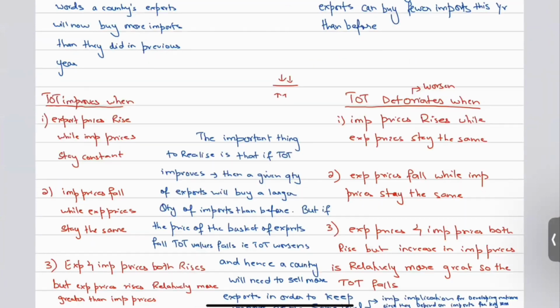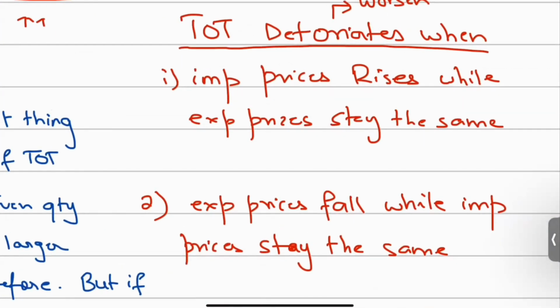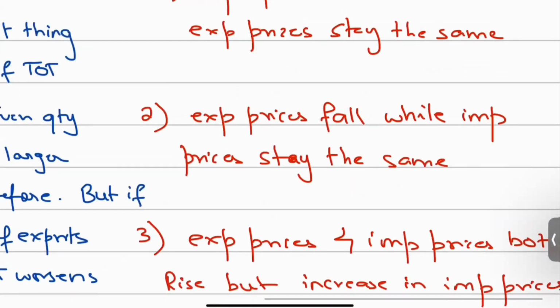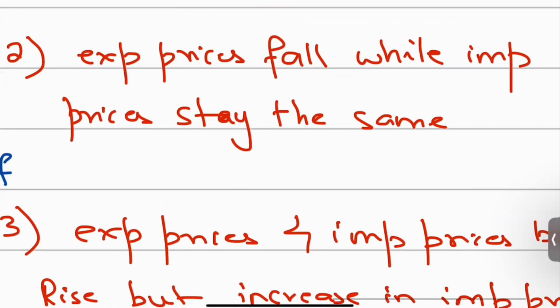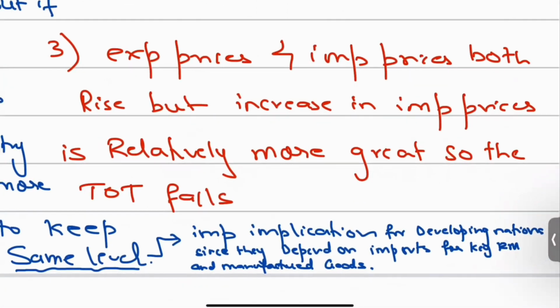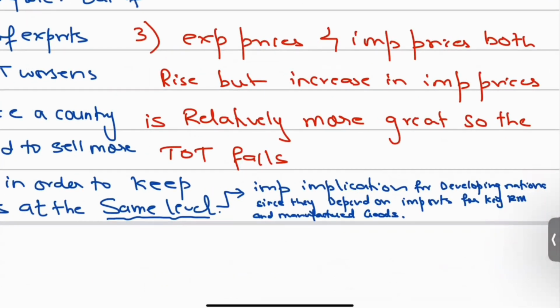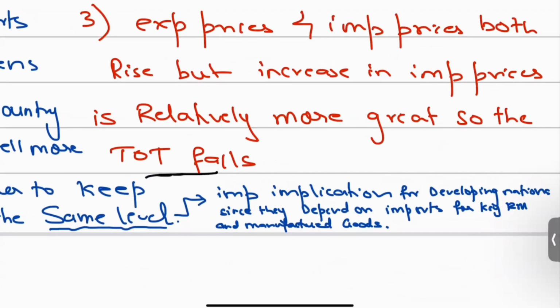टर्म्स ऑफ ट्रेड डिटोरिएट होते हैं जब आपकी इंपोर्ट प्राइसेस जो होती हैं, दे राइज while export prices stay the same. Number one, so your denominator goes up while the numerator is the same. Or your export prices fall while import prices stay the same, that is, your numerator goes down. Or your export prices and import prices both rise, दोनों rise हो रहे हैं, but the increase in import prices is relatively stronger than the increase in export prices, and hence your terms of trade falls.